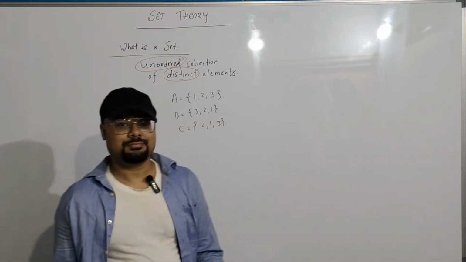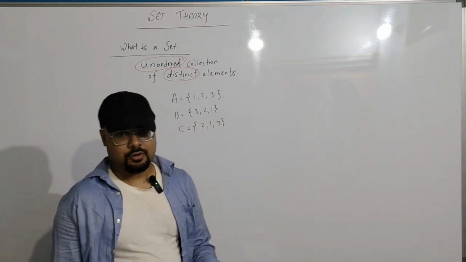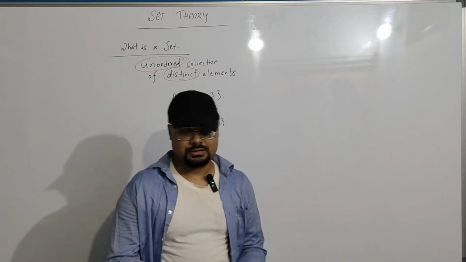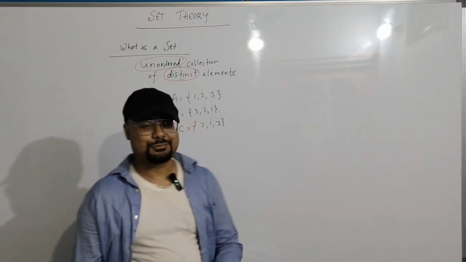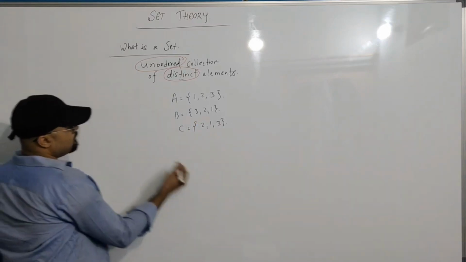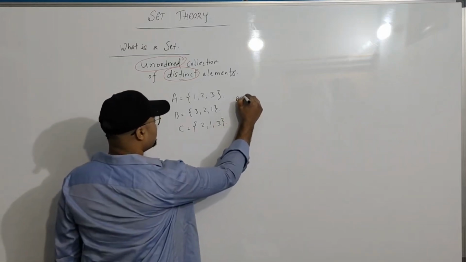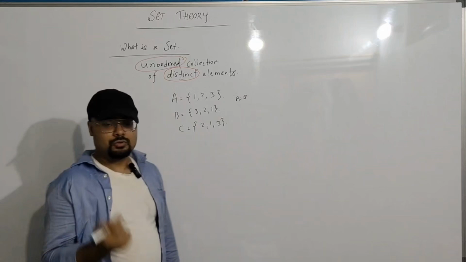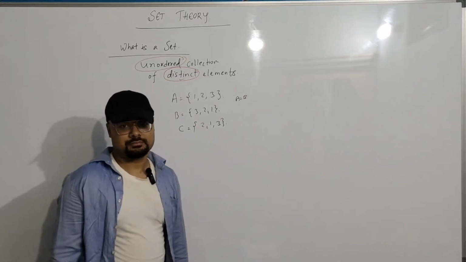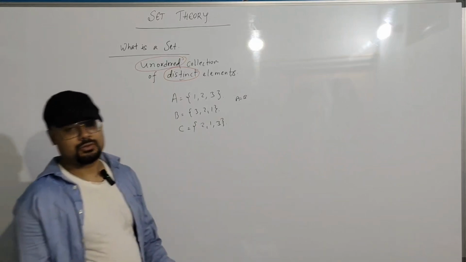This is not an array. An array is an ordered collection of similar data types, but that's for later. So all of these sets are the same: A is equal to B. This is about the equality of two sets. Two sets are equal if their elements are the same. If they have the same elements, then both sets are equal.